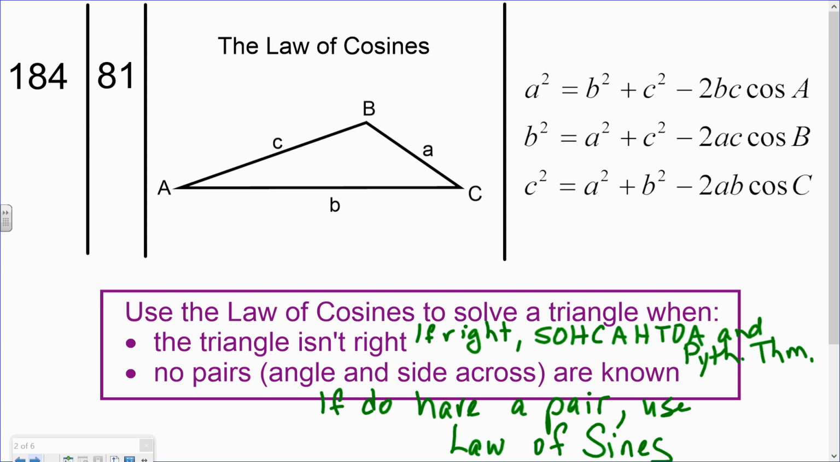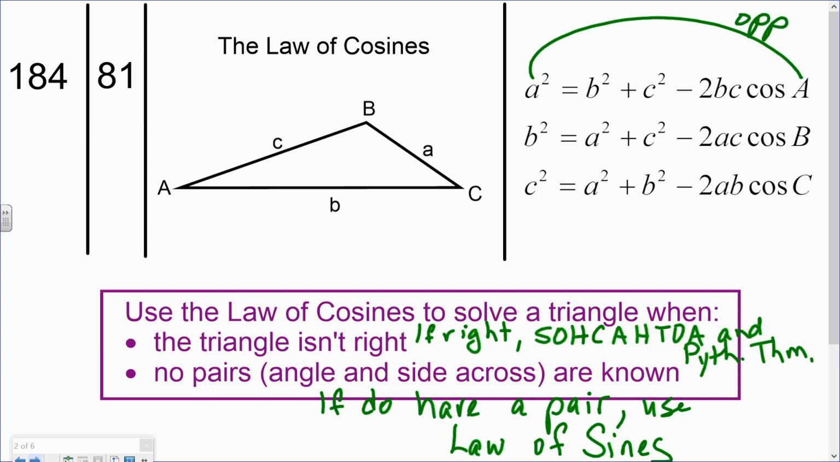Law of cosines says you can take one of the sides and square it. That is the same number that you get if you take both of the other sides, square them, add them together, and then subtract 2 times the cosine that's between those last 2 sides that you used. Or the side and the angle are opposite.